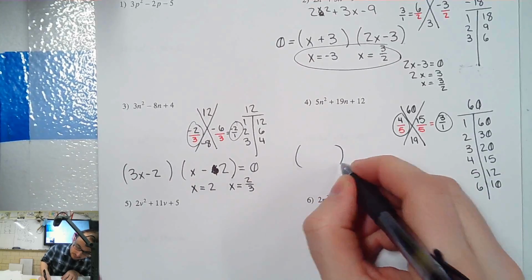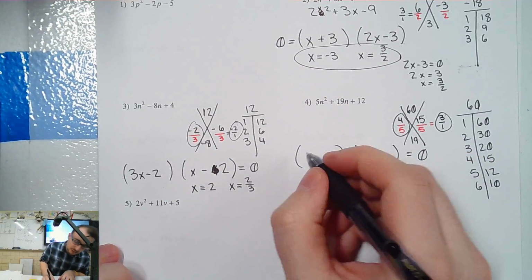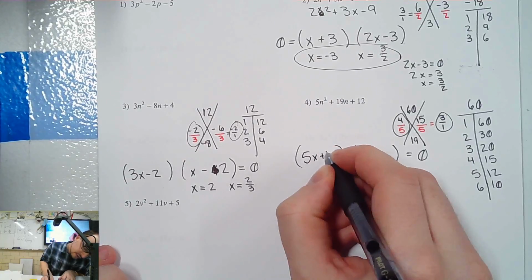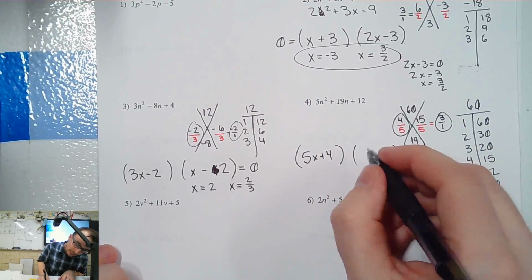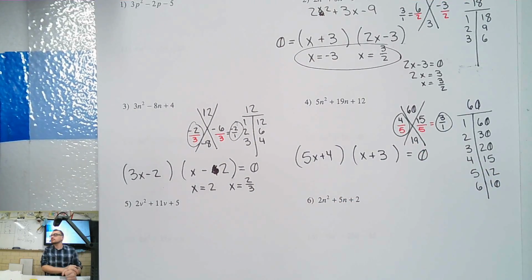All right, so when does this equal 0? It's going to be 5x plus 4. And it's going to be 1x plus 3.